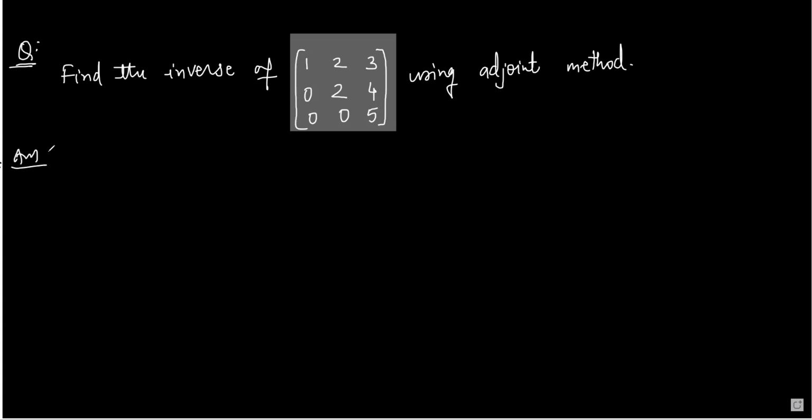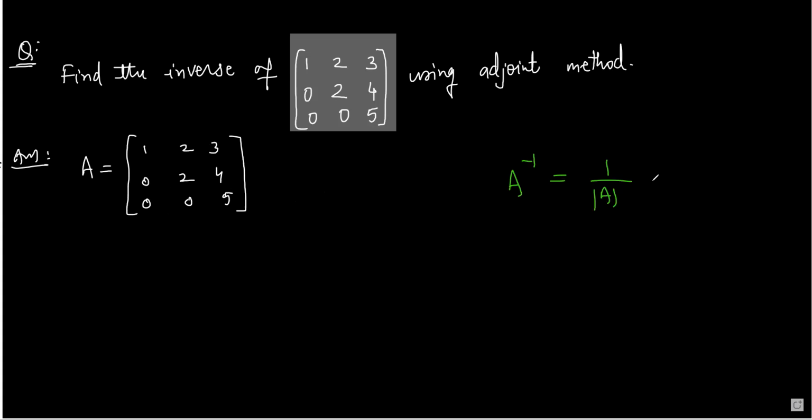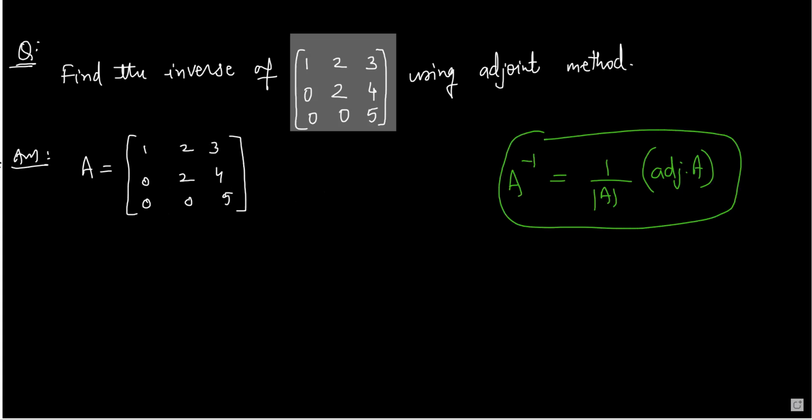So see, how do I begin? I will assume A equals 1 2 3, 0 2 4, 0 0 5. Now, what is the formula for A inverse using the adjoint method? This I have taught you in the last lecture. A inverse is given by the formula 1 upon determinant A into adjoint of A.